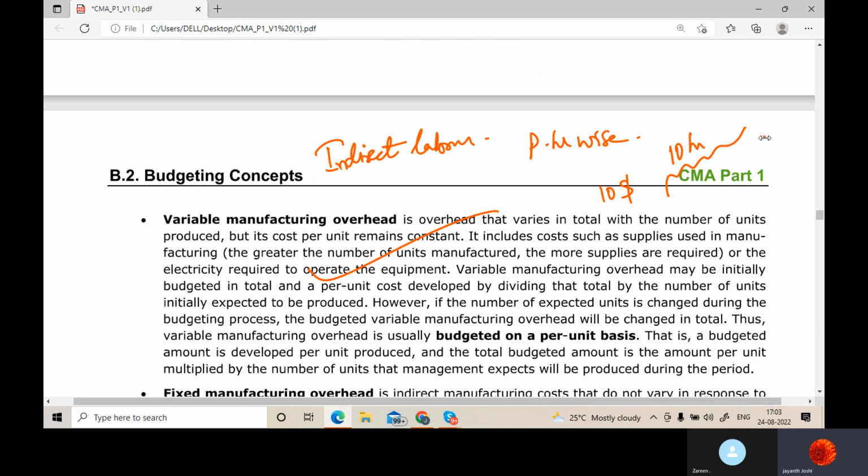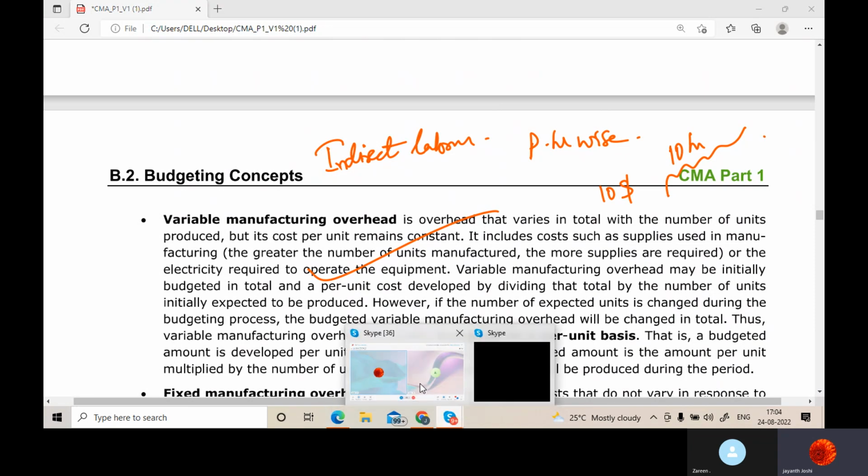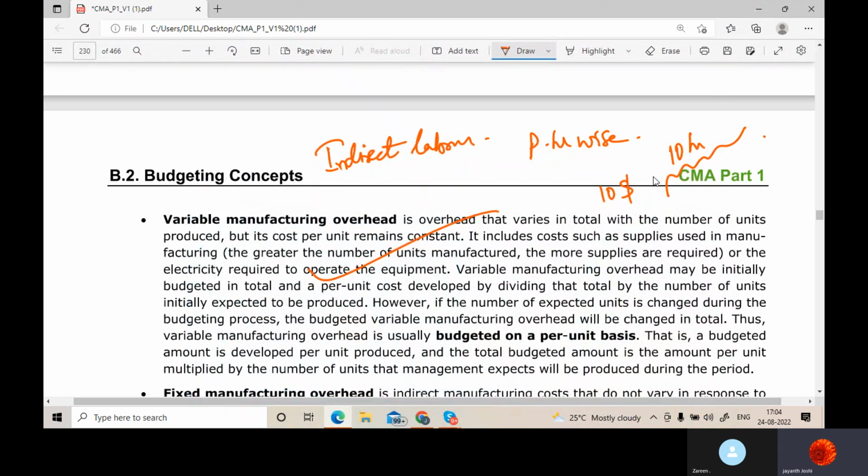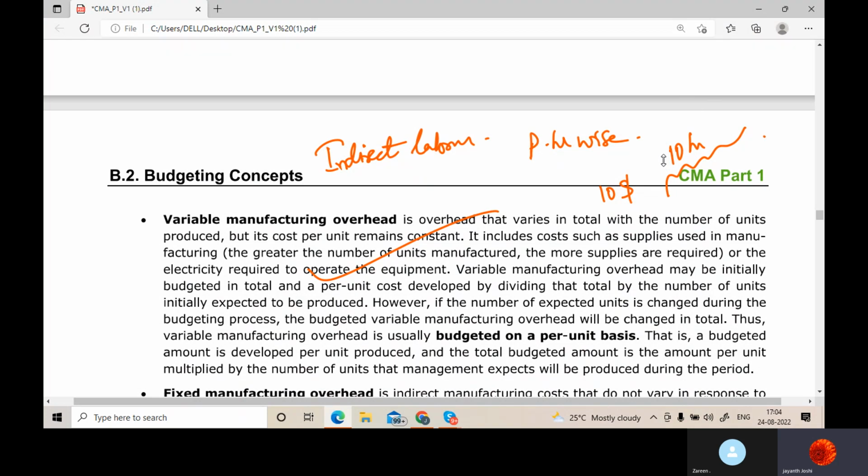Hello, Zarina, are you following? Any more examples if you can give? Hello. Variable overhead examples.